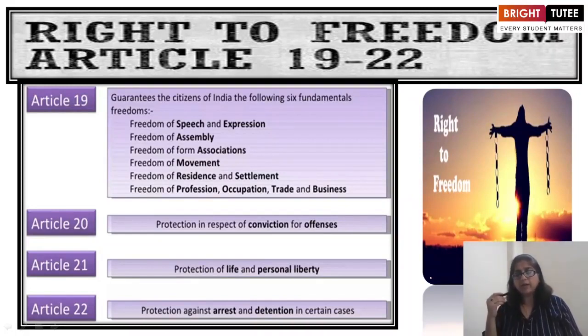The rights provided in Article 19 are made available only to Indian citizens. And the six freedoms are freedom of speech and expression, freedom of assembly, freedom of association, movement, residence and settlement, and freedom of profession, occupation, trade and business.